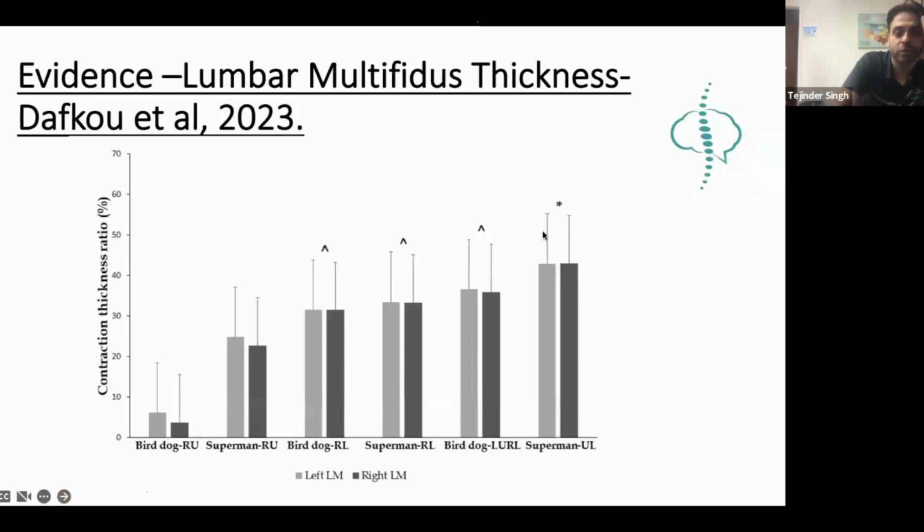They found that the Superman with just upper extremity motion activates the deep fibers of multifidus the best. So when you're choosing exercises, this is the best exercise as per research by DAFCO. And this is 2021, not 2023.